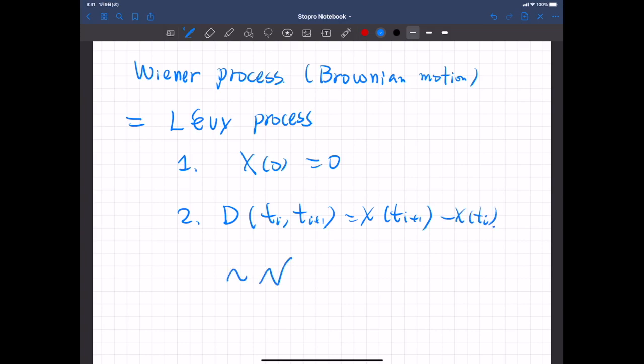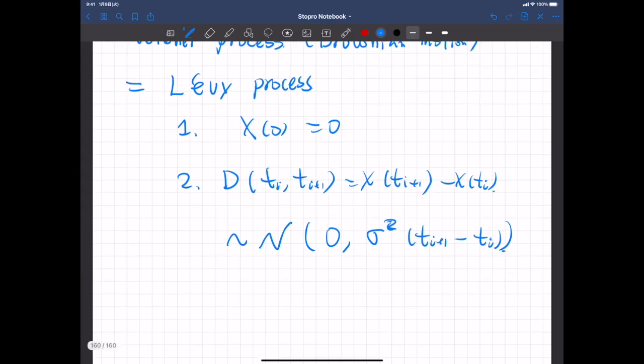This follows the normal distribution with mean 0 and variance sigma squared times ti plus 1 minus ti. Okay, as we have explained before, this d, independent increment, follows the same distribution, except that it may depend on this length of the interval. And by the way, this sigma is a constant, any constant.